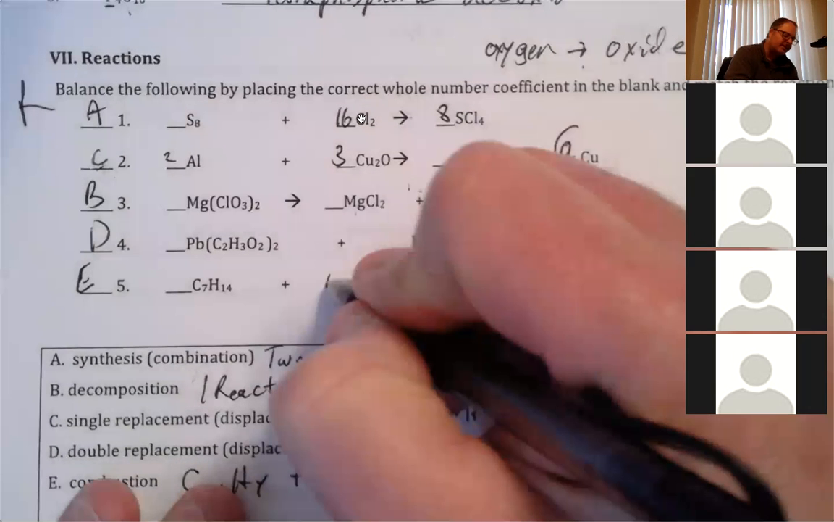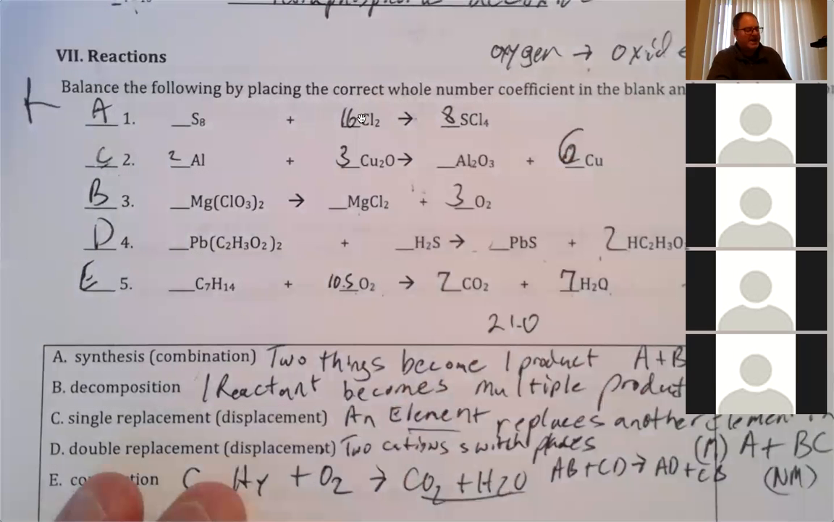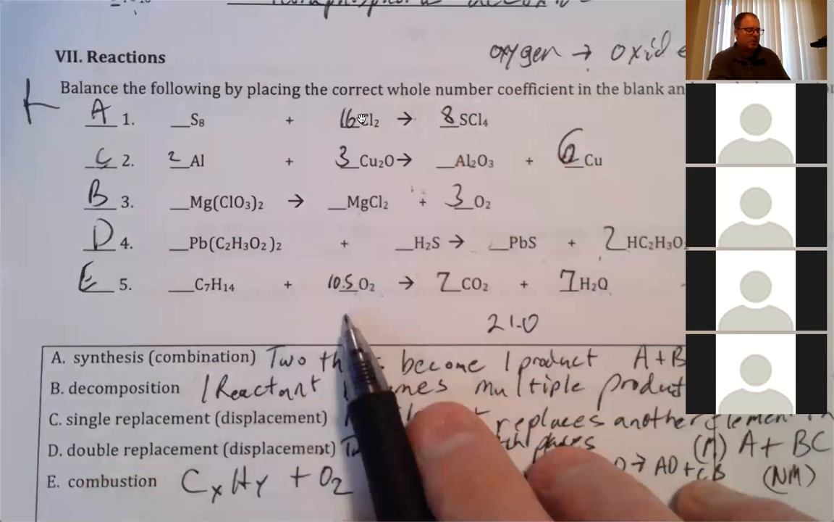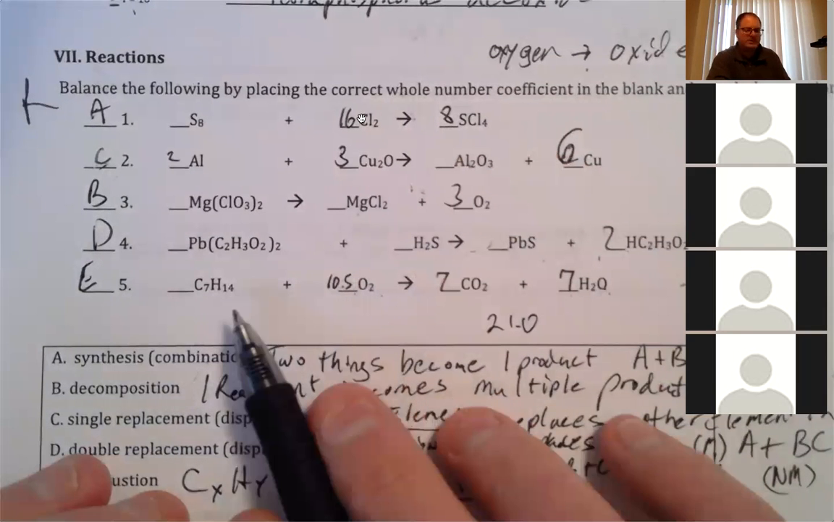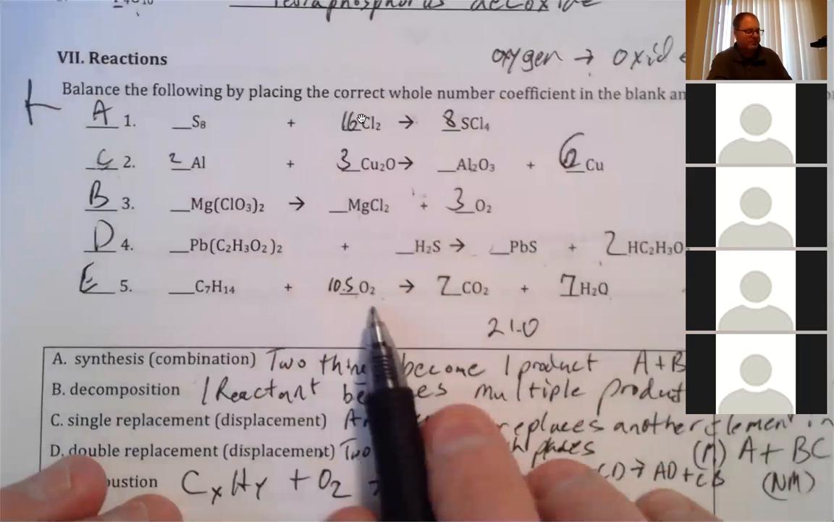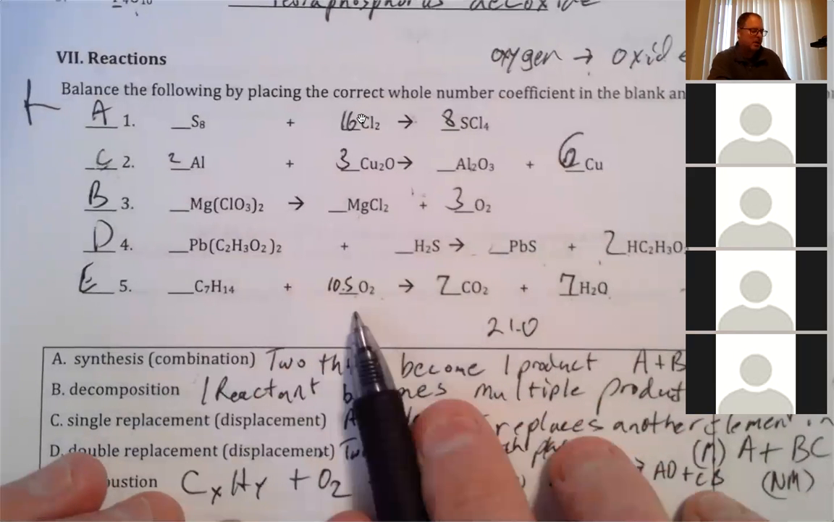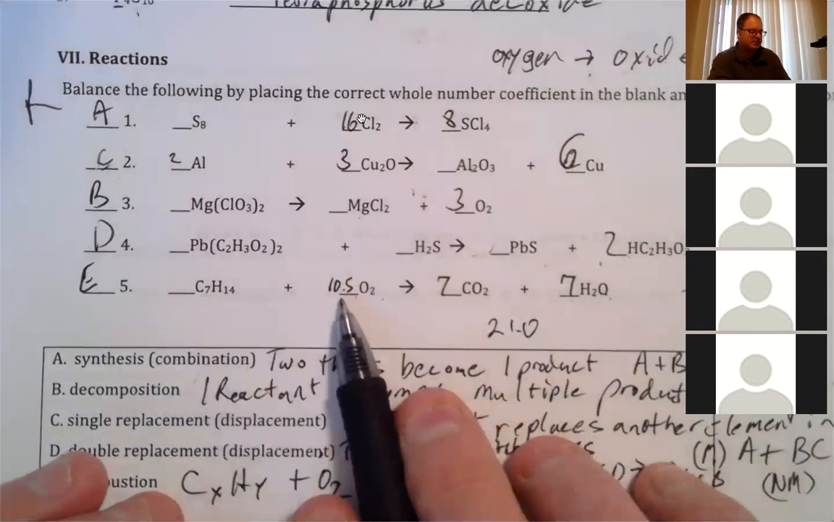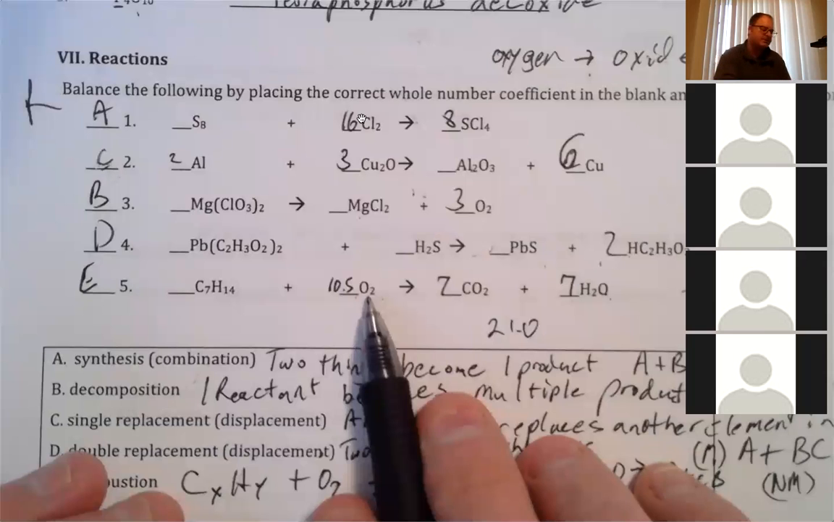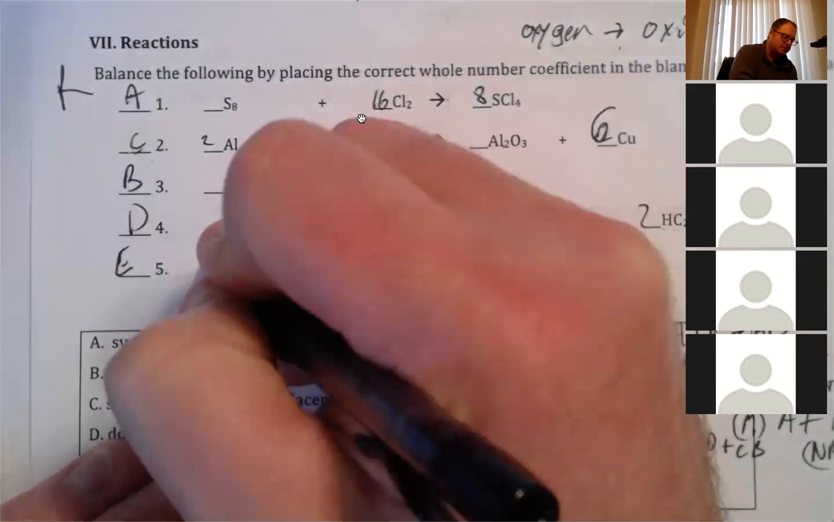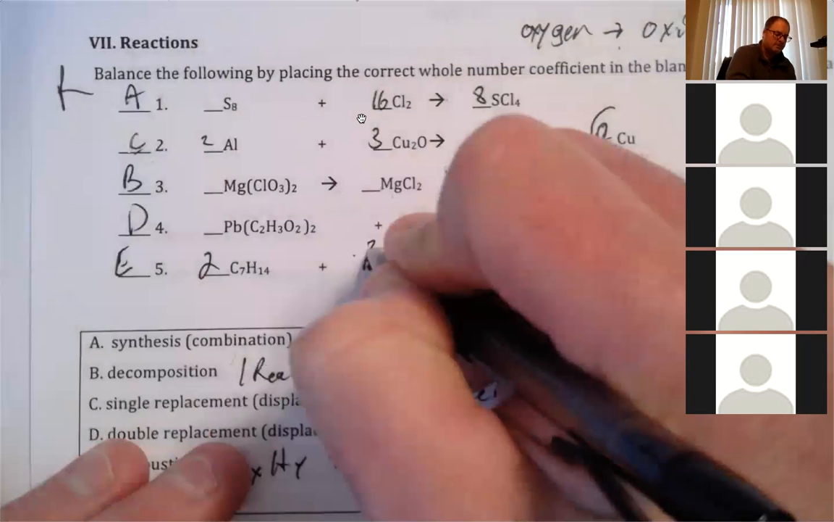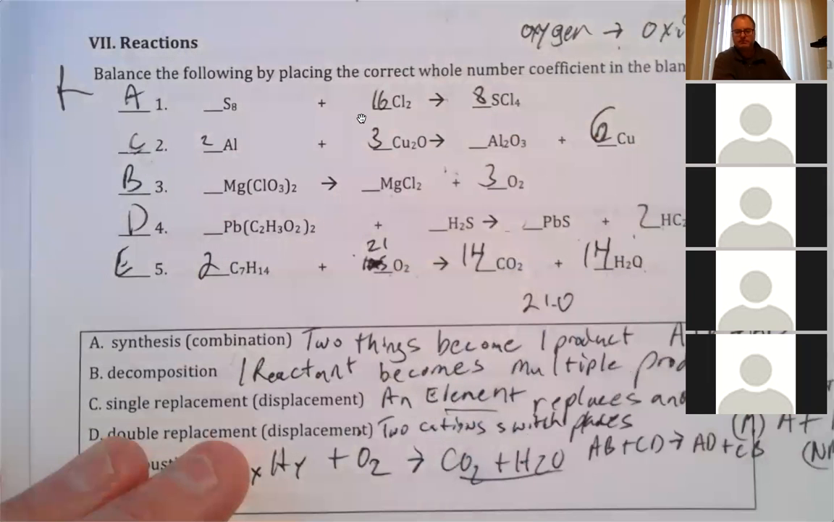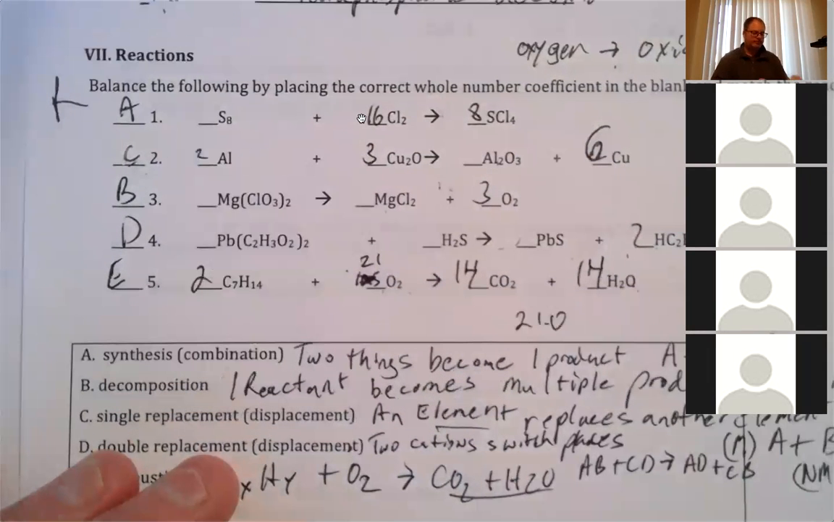So if we take a look, we cannot have 10.5 there because even if we look at this as moles, 1 mole, 10.5 moles, 7 moles, 7 moles, sure you can have half a mole. But if we look at this as particles, 1 C7H14, you can't have 10.5 oxygens. So we have to multiply every single one of these by 2. So that's 2. That becomes 21. This becomes 14. And this becomes 14. Easy enough.